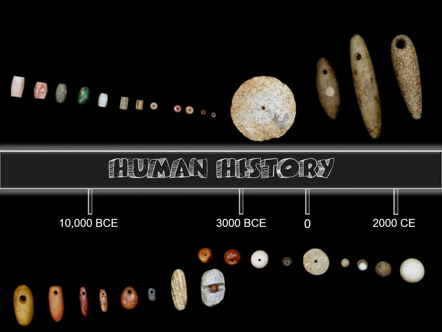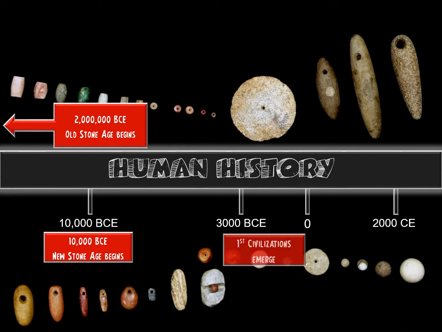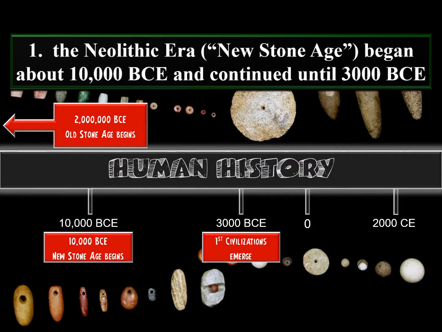Okay, so here is a chart for human history. About 10,000 BCE, we have the beginning of the Neolithic era. By the time we get to 3000 BC, we have the beginning of writing, and we call that the beginning of history and the end of prehistory. 200,000 BCE, Old Stone Age begins. 10,000 BC, the New Stone Age or Neolithic era begins. First civilizations emerge around 3000 BC with writing.